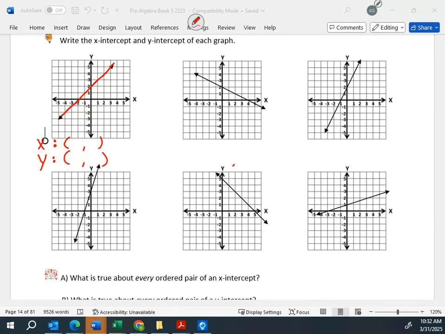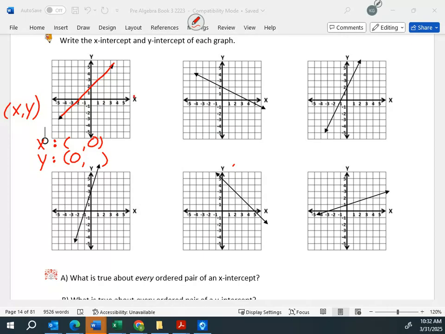What could we automatically fill in for my x-intercept without even looking at the graph? What could I fill in, Hadley? A 0 for the y. What could we fill in for the y-intercept, David? A 0 under the x. A 0 for the x, because we know it always goes x, y. So now we have to fill in where it actually crosses the line.